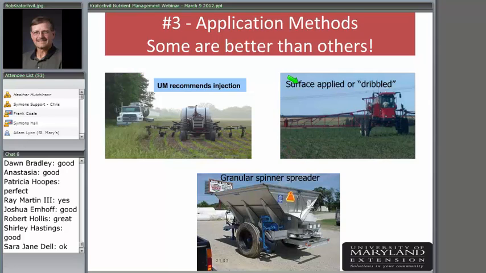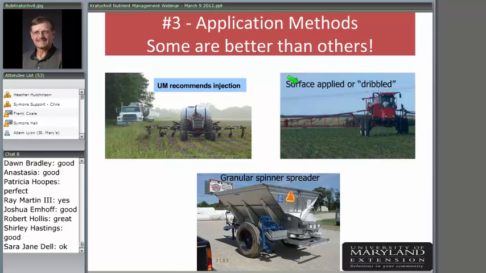Lots of folks prefer to put out surface applied UAN. They can cover more ground more rapidly by doing it this way. However, they are subject to both the volatilization loss pathway that can occur, as well as the loss of nitrogen after it's incorporated into the soil, either by rainfall or irrigation, through the leaching losses that can occur.